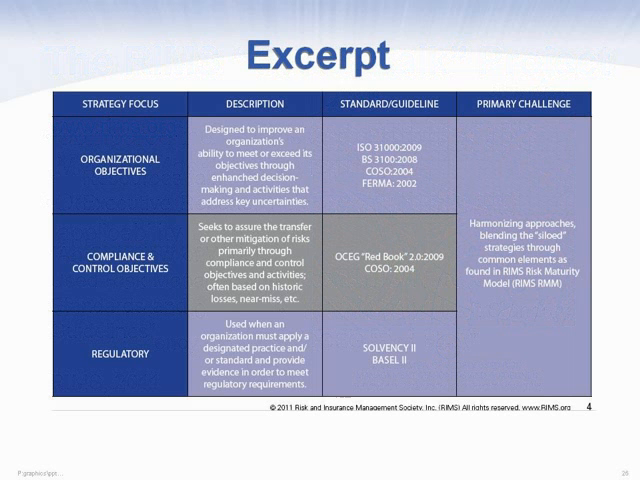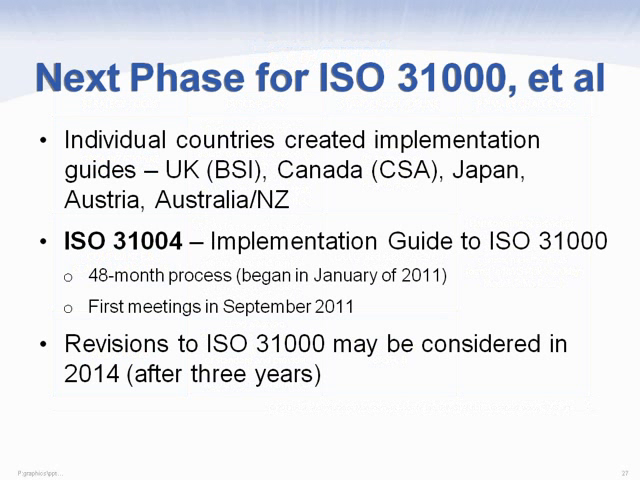Is it on organizational objectives? Is it on compliance and controls? Or is it regulatory? And then it talks about which of the standards most closely complies or agrees with that strategy focus. So if you have a particular strategy focus on compliance and control objectives, for example, then you're going to want to look at the OSEG Red Book. You're going to want to look at COSO 2004. That doesn't mean there wouldn't be parts of ISO that would also be applicable, but this is to try to help you find your way through all the key standards that are out there.